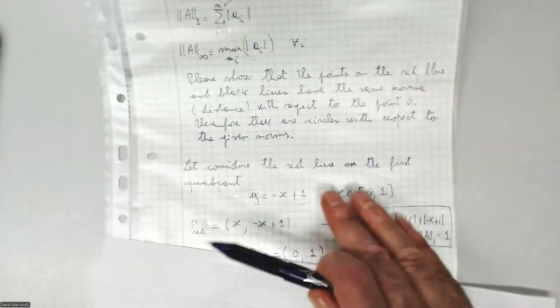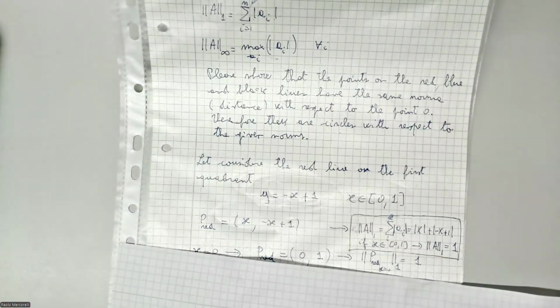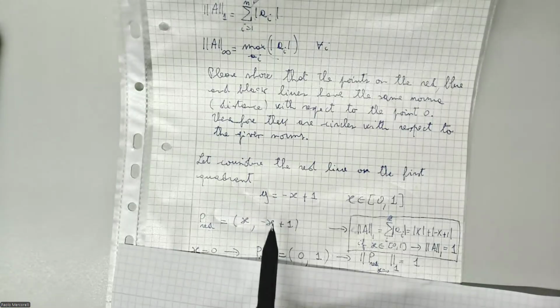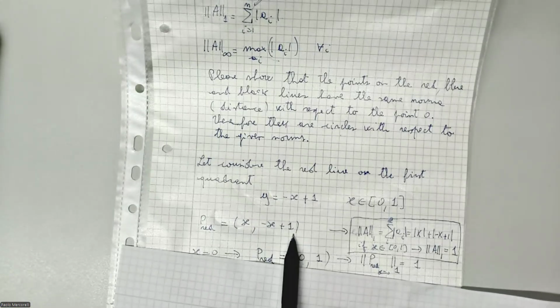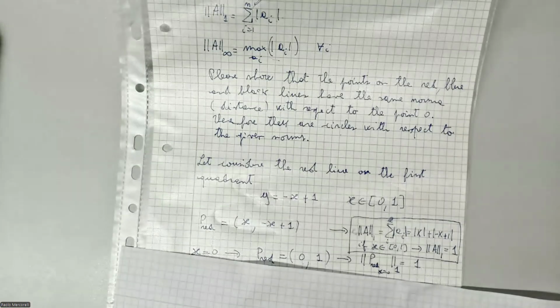Please pay attention. It is a vector characterized by two functions. The first function is x, and the second function is minus x plus 1. I don't know if it's a little bit abstract, but we can understand. It's a vector, yes, but it's a vector of functions, because we want to characterize a set of points. Try to abstract your thinking.